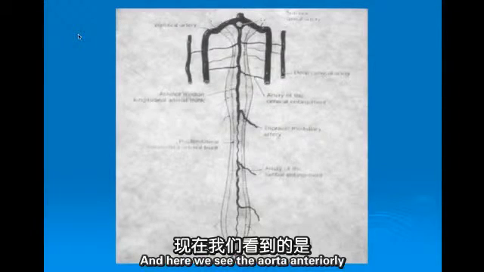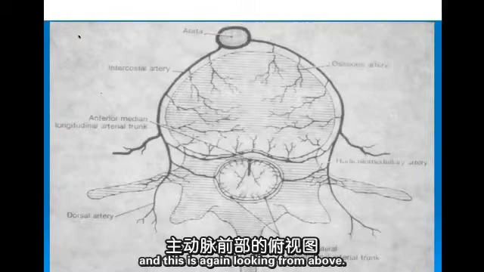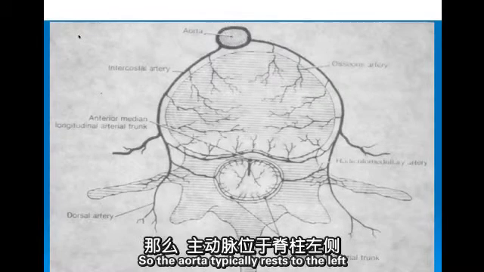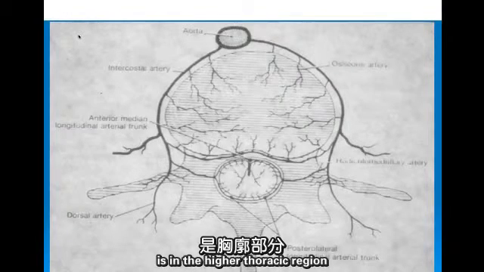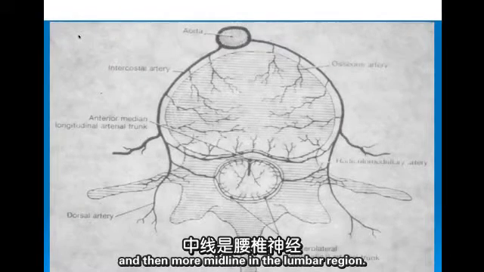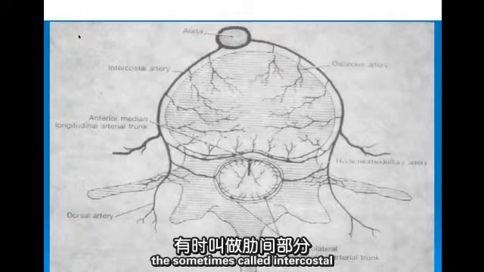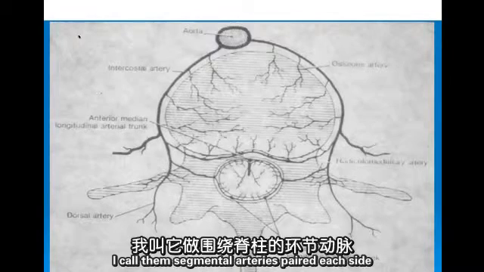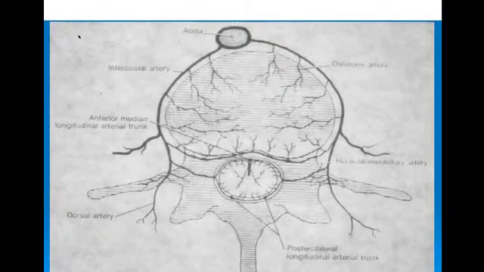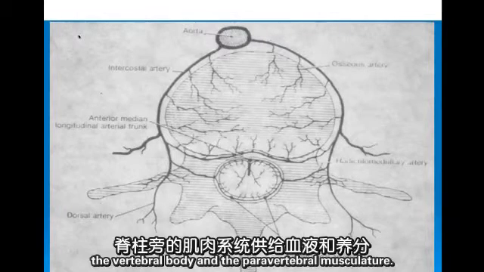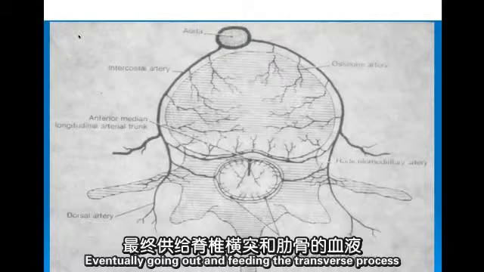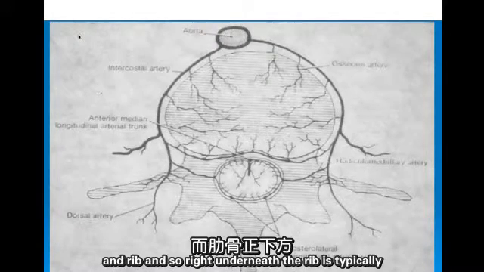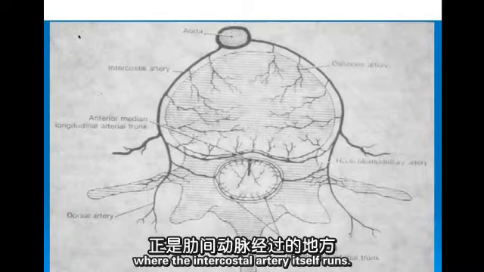And here we see the aorta anteriorly, and this is again looking from above. So the aorta typically rests to the left of the vertebral body, and more left in the higher thoracic region, and then more midline in the lumbar region. But we have the arteries arising from it, sometimes called intercostal, I call them segmental arteries, paired each side, running around the vertebral body, feeding the vertebral body and the paravertebral musculature, eventually going out and feeding the transverse process and rib. And so right underneath the rib is typically where the intercostal artery itself runs.